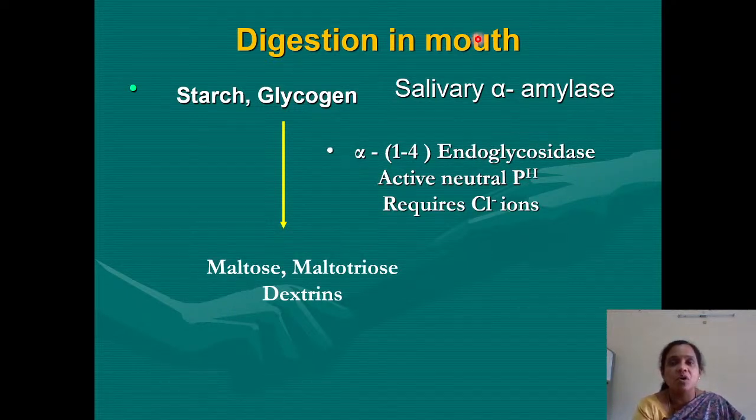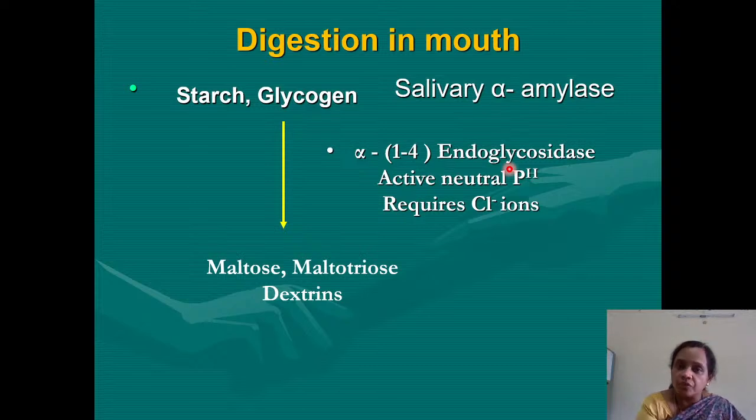This is done by a special enzyme called salivary amylase. This is an endoglycosidase. The word glycosidase means any enzyme that cleaves the bonds between two glucose molecules. So, alpha 1,4-glycosidase: the glucose present in alpha form, and the bond between C1 of one and C4 of another is broken down by alpha 1,4 endoglycosidase. We call it an endoglycosidase because this occurs anywhere in between, within the starch or glycogen molecule.